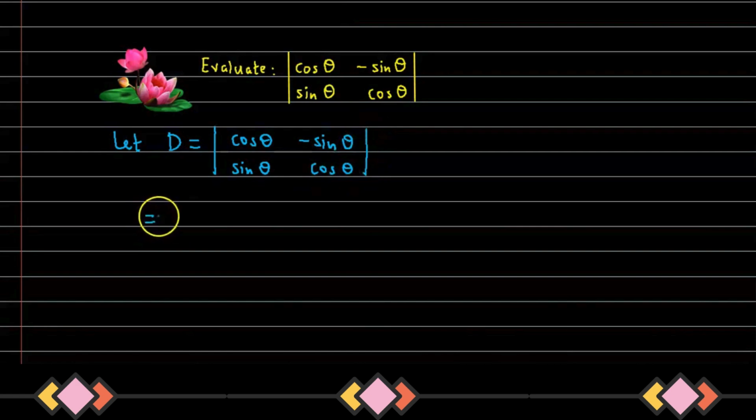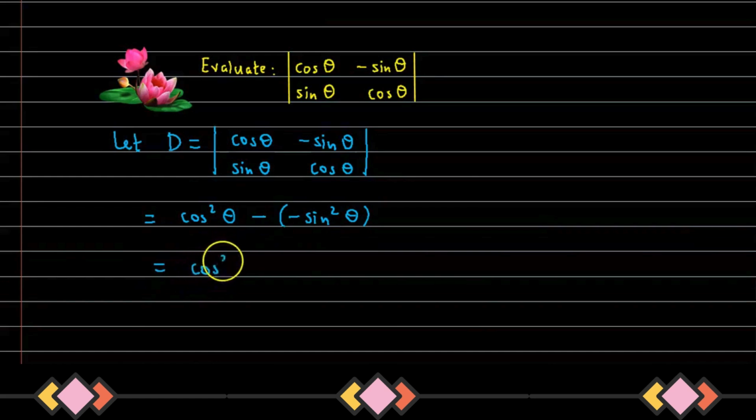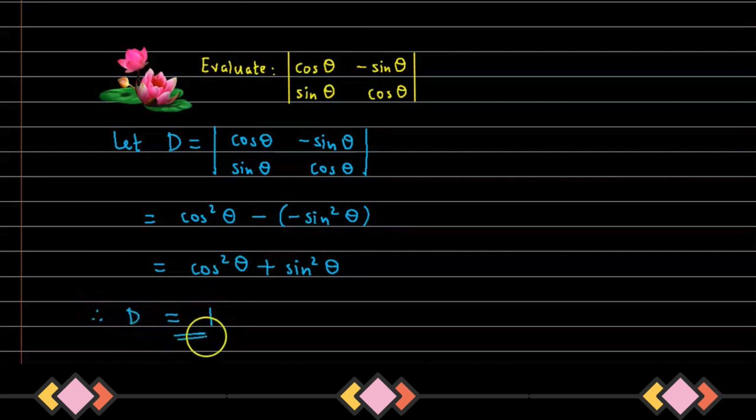अब इसे expand करते हैं, cos theta into cos theta, so that becomes cos square theta, minus sin theta into minus sin theta, ये हो जाता है minus sin square theta, so that is equal to cos square theta, अब minus of minus ये हो जाएगा plus sin square theta. Now we know that cos square theta plus sin square theta होता है 1. So the value of D is equal to 1.